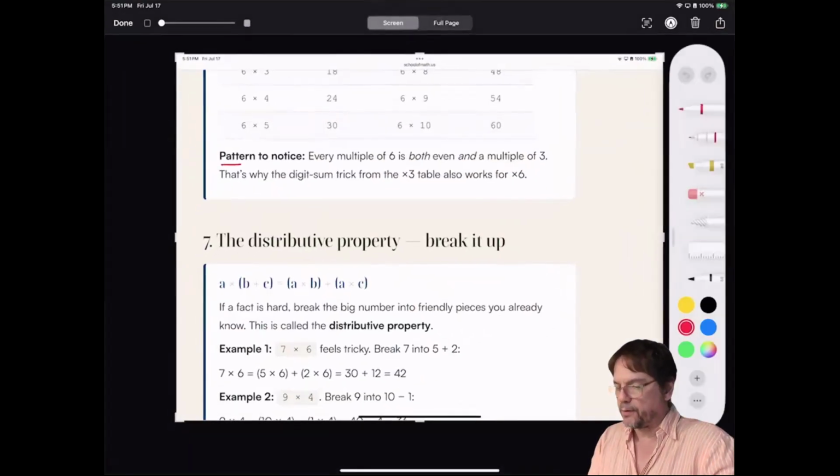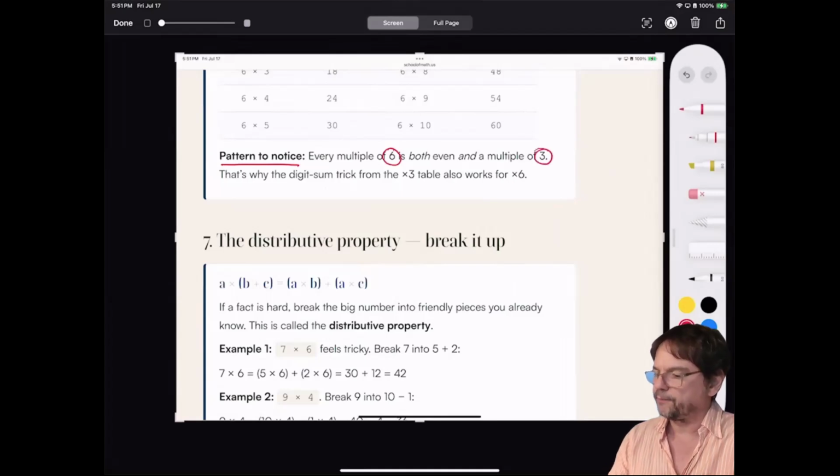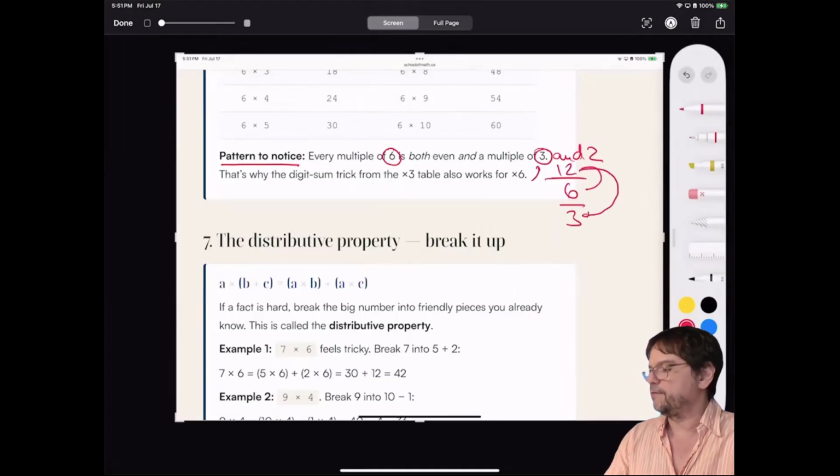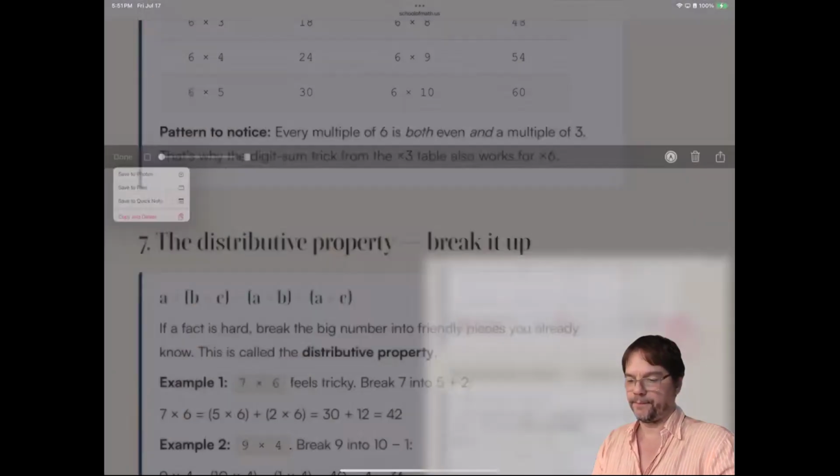Okay? As I said to you, a very important pattern to notice is if a number is multiple of 6, for sure it is a multiple of 3 and 2. Okay? But here I'm mentioning only 3 because 6 is divisible by 3. So if a number is divisible by 6, for sure it is divisible by 3. Is that okay? Perfect.